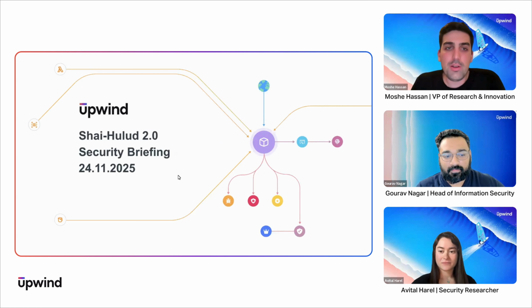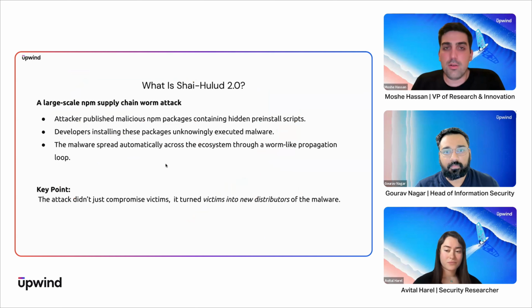So today we are doing a Shai Hulud 2.0 security briefing for security teams and practitioners who want to actually get knowledge about this incident. So let's get started. So Avital, tell us, what is actually Shai Hulud 2.0? Yeah, so Shai Hulud 2.0 is a large-scale NPM supply chain attack. It's a continuation of the first attack, Shai Hulud 1.0, which we saw a few months ago.